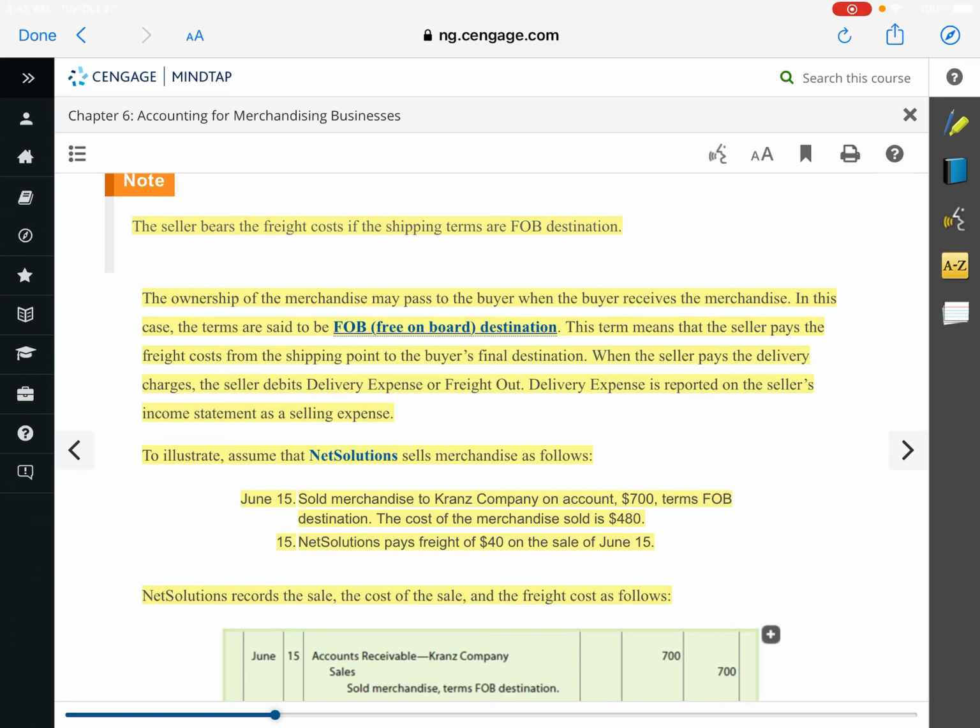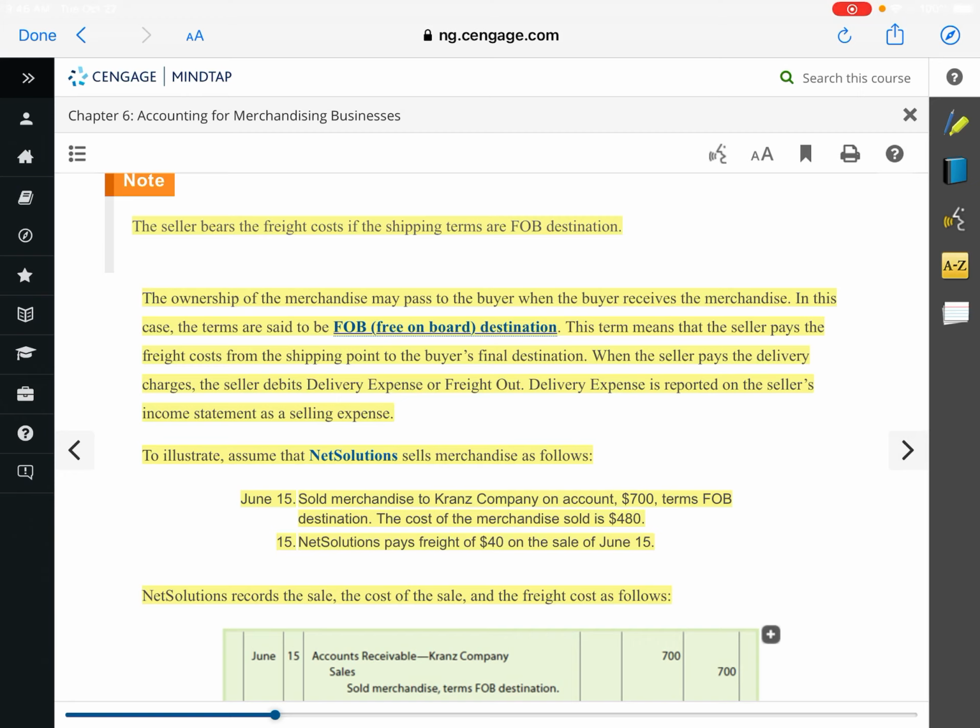Okay? So the ownership of the merchandise may pass to the buyer when the buyer receives the merchandise. So once it's reached its final destination, in this case, the terms are said to be FOB destination. This term means that the seller pays the freight cost from the shipping point to the buyer's final destination. When the seller pays the delivery charges, the seller debits delivery expense or freight out. Delivery expense is reported on the seller's income statement as a selling expense.